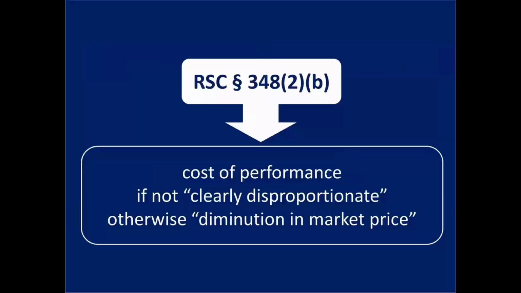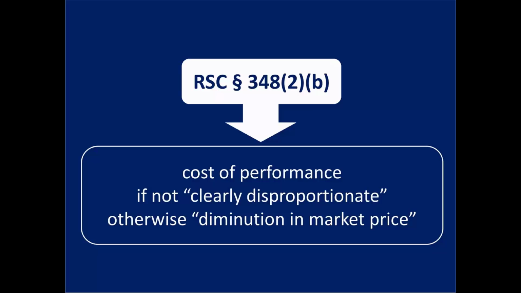Notice that Restatement Section 348(2)(b) adopts the reasoning of Peavey House for cases involving defective or unfinished construction. The rule awards cost of performance if it's not clearly disproportionate to the value of performance. Otherwise, the promisee receives only the diminution in market price. As you saw from the references in these cases, this is the same principle underlying the rule of substantial performance from Jacob and Young's against Kent.